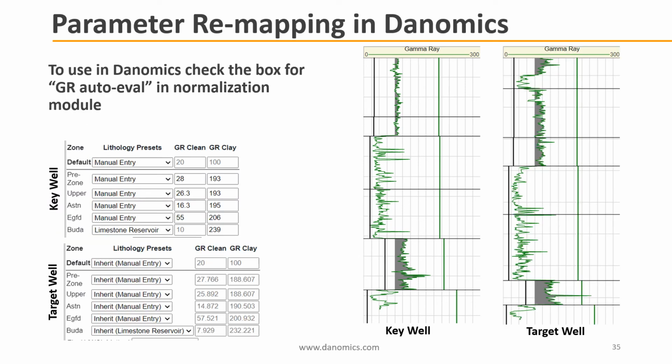So in this example, I have a key well where I've gone through and I've manually interpreted, let's say, clay endpoints for my gamma ray. And you can see I've picked those here. And then our parameter remapping looks at how I've picked these parameters relative to our statistical distribution. And it automatically assesses that in our target well. And you can see that it's able to handle some of the subtle variation that arises due to differences in our well logs. So that is another process via which we can handle spatial variability across a play.